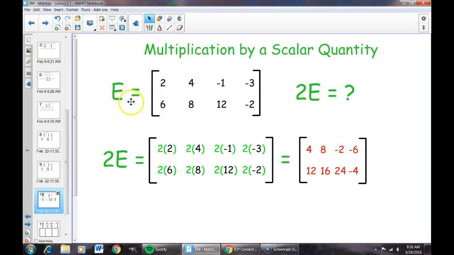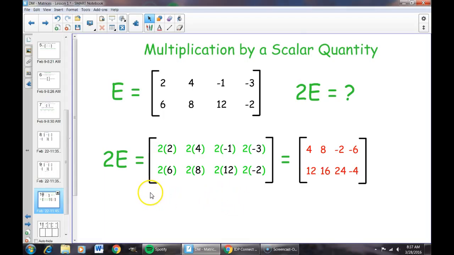So if I'm given a matrix E, that's 2, 4, negative 1, negative 3, 6, 8, 12, and negative 2, what is 2E going to be equal to? So if I double this matrix, what is it going to be? In other words, if I multiply this matrix by 2, what is the result going to be? Well, the procedure is the same, or similar. It means every item in this original matrix gets multiplied by whatever the scalar quantity is at the front. So it'll be 2 times 2, 2 times 4, 2 times negative 1, and so on. My result is going to be 4, 8, negative 2, negative 6, 12, 16, 24, and negative 4.